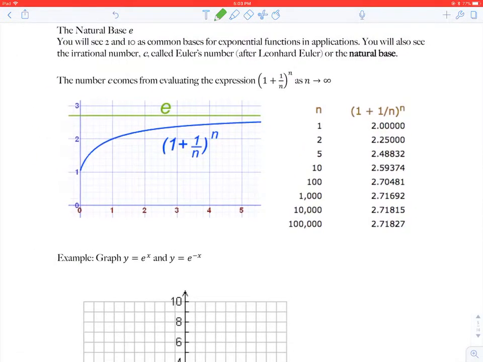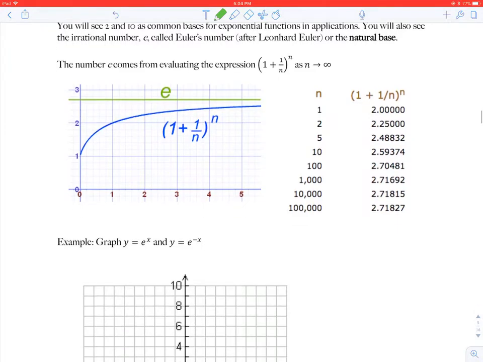e is a transcendental number. It will not be the root of a polynomial, and it's kind of like pi. It's an irrational number. You can never memorize all of the digits of e. It's impossible, right? It has infinitely many non-repeating digits. Okay, but you should know that it's approximately 2.71.